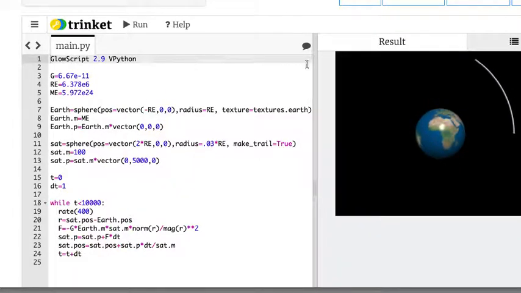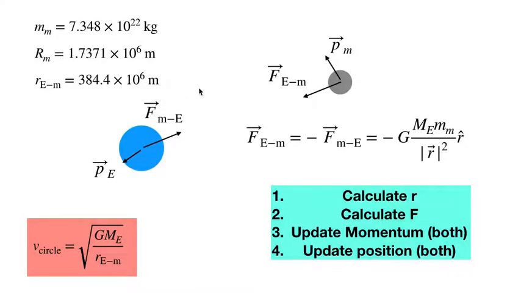So what I want to do is change this satellite into the moon. So suppose I have the Earth right here and the moon right there. What's different about the moon than a satellite? And the answer is this right here. The moon has a mass of 7.348 times 10 to the 22nd kilograms. So it's a significant mass, and so we can't ignore the influence of the moon on the Earth.